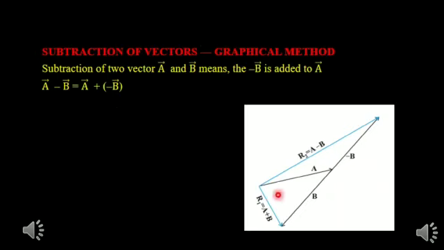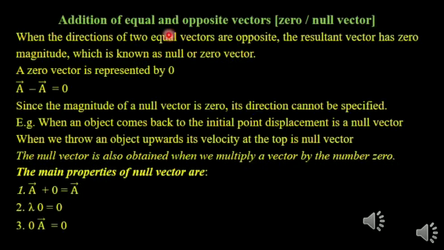Subtraction of two vectors. Subtraction of two vectors A and B means A is added with minus B. Addition of equal and opposite vectors.